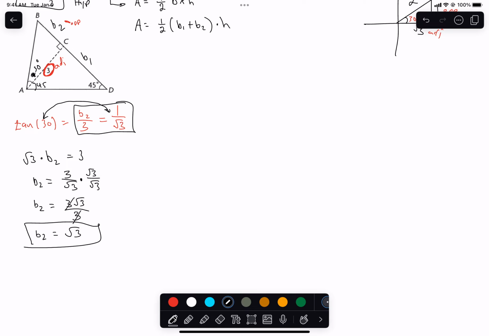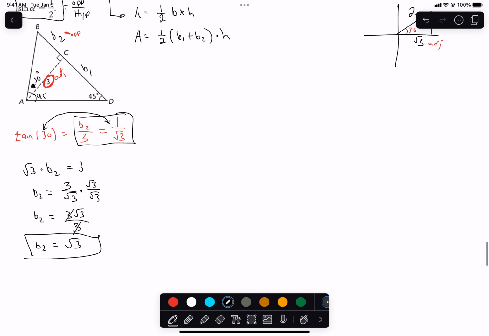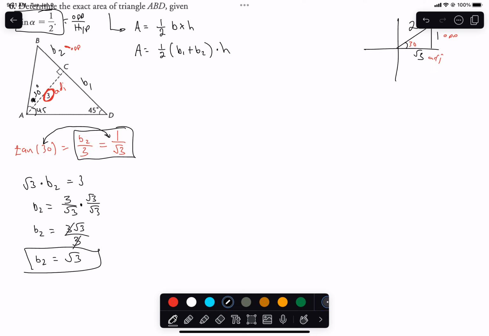So that was a lot, but remember at the beginning of this question, I said B2 was going to be the harder of the two to find. And I know that that's the case because I can do the same work to find B1. It's just going to be with the 45-degree triangle. If I drew out my 45-degree triangle, this is why we like the 45-degree triangle, because it's the easier of the two to memorize.